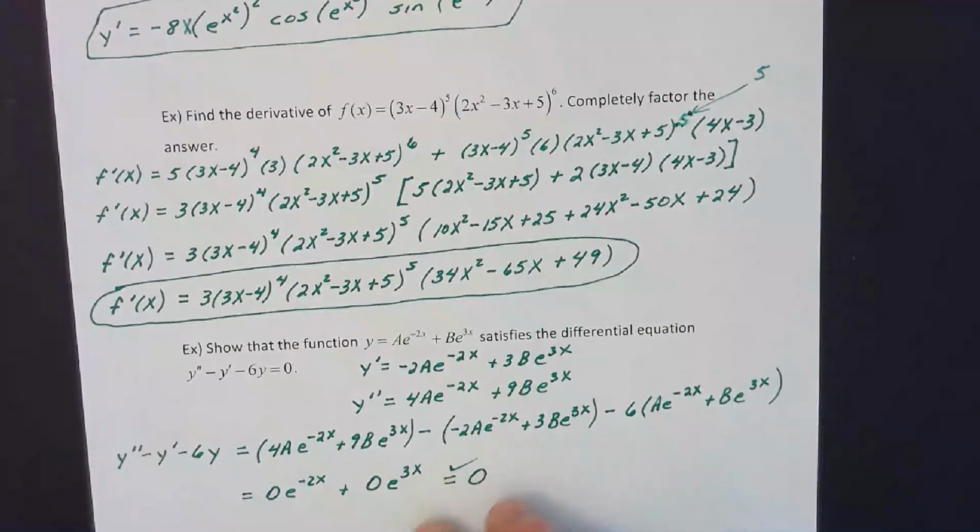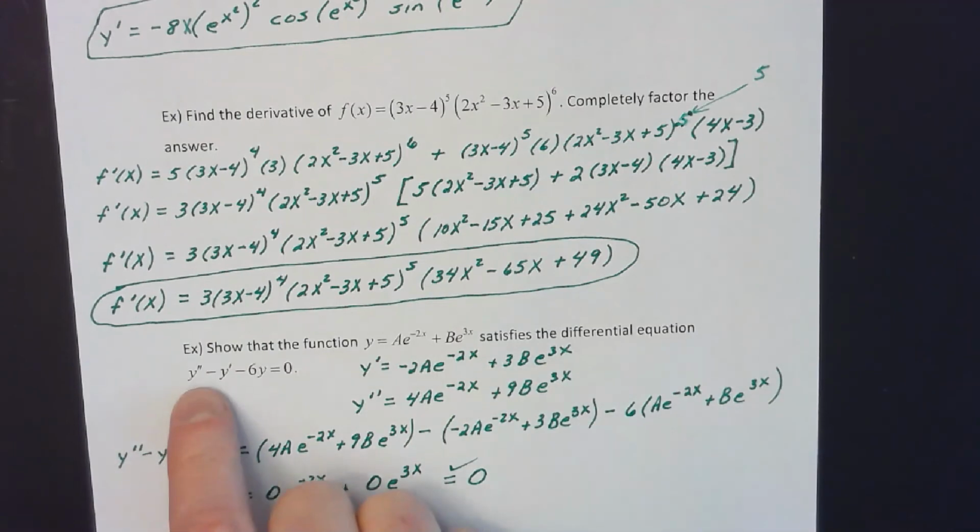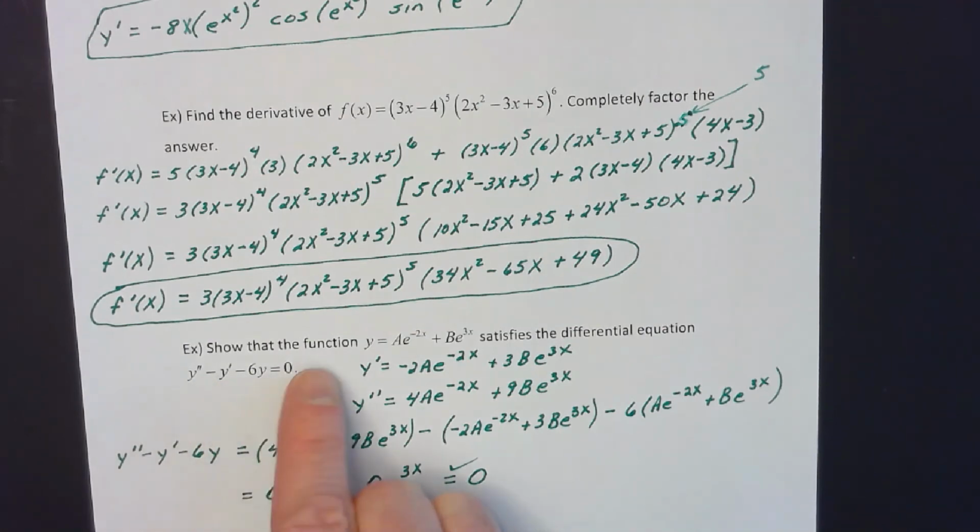The last one is me trying to show you a quick application with differential equations where we're supposed to be able to show that the original equation y is equal to any number a times e to the negative 2x plus any number b times e to the 3x satisfies the differential equation where I say I want the second derivative minus the first derivative minus 6 times the original function to be equal to 0.